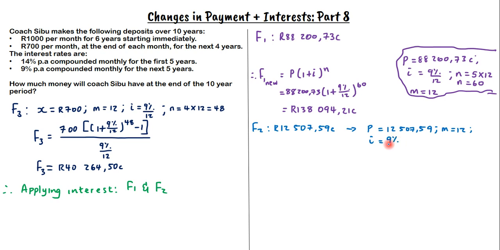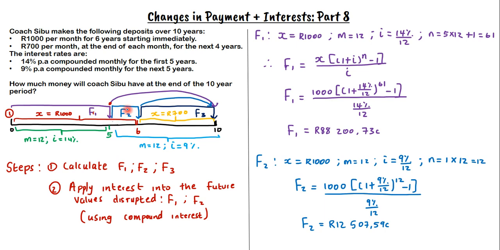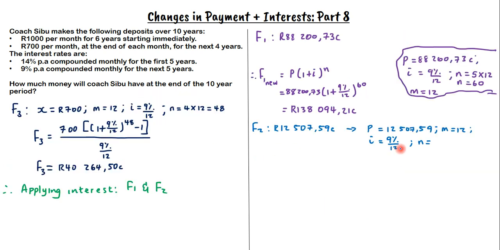Now 9% over 12. Now to check the remaining years for the second future value, notice that the future value ended at year 6. So the remaining years, from year 6 to year 10, were 4 years. Which means now I'll take that 4 years and multiply it by 12. So that will be 48, right? Then from there, F2 new will be, I'm just going to substitute now because I already have the formula, 12,507.59 into 1 plus 9% over 12 to the power of 48, like that.